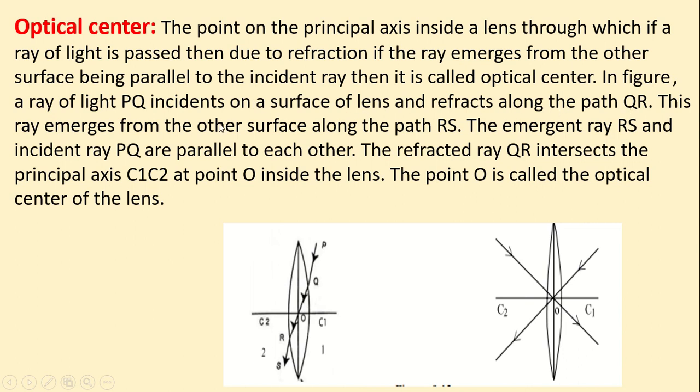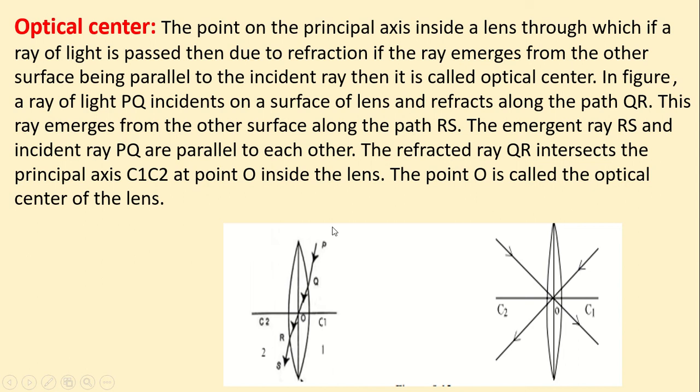This ray emerges from the other surface along the path RS. The emergent ray RS and the incident ray PQ are parallel to each other, that I have told you. The refracted ray QR intersects the principal axis C1, C2 at the point O inside the lens, and that point O is called the optical center of the lens.